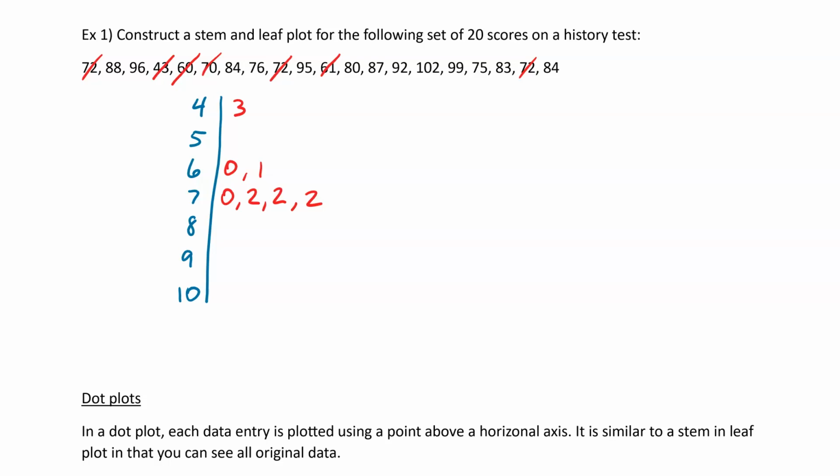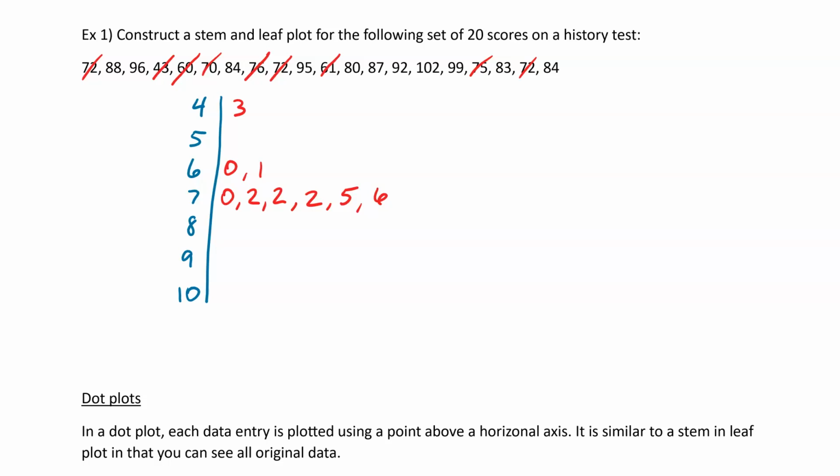All right, looking through for other things in the 70s. We have 75, so put a 5 right there. And then it looks like the last one for the 70s is a 76, so 6.